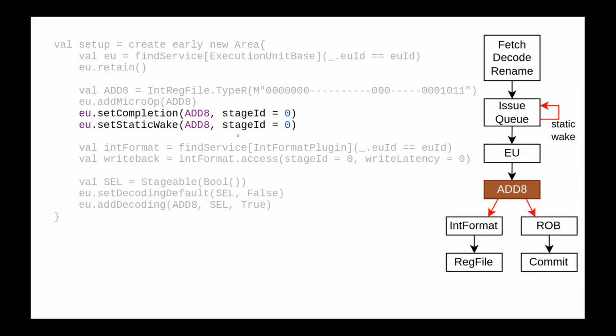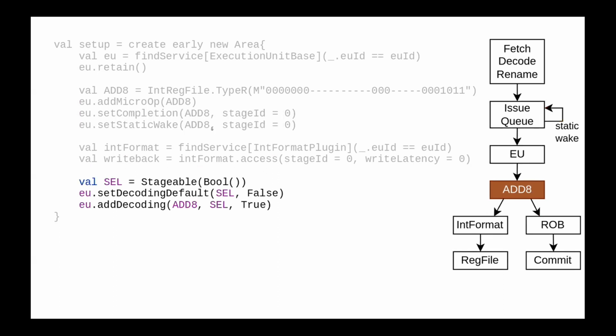Another thing is, for instance, we specify to the execution unit that the add8 instruction will execute with a fixed latency. And when it reaches stage ID 0 of the execution pipeline, the reorder buffer can be notified for completion. And instructions which depend on us can be statically woken.